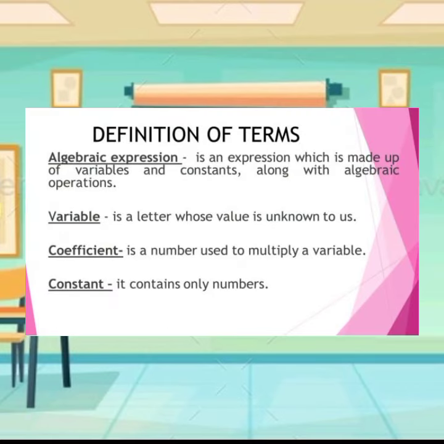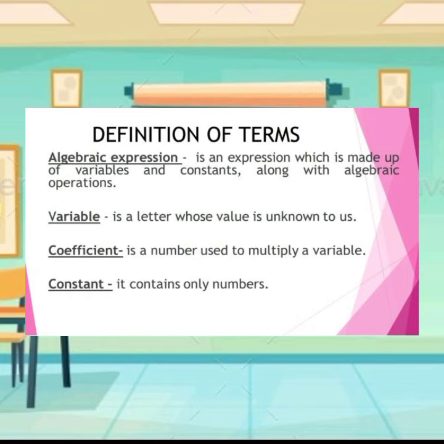We have also the definition of terms for us to be familiarized with the words used in our lesson. First, we have algebraic expression. When we say algebraic expression, it is an expression which includes variables, constants, and coefficients. It also includes the algebraic operations, either addition, subtraction, multiplication, or division. We have also the variable. When we say variable, it is a letter whose value is unknown to us. So we need to find the value of that letter or variable.